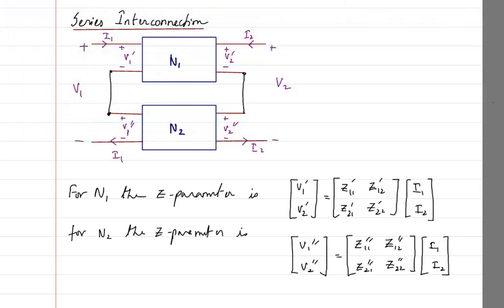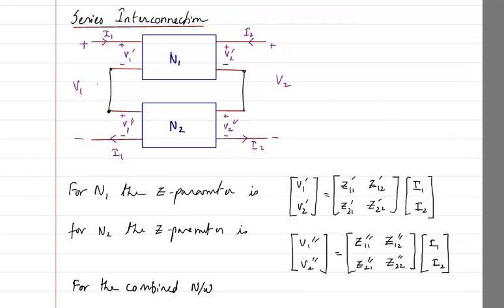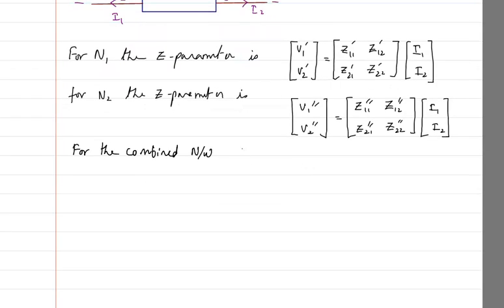For the combined network, what do we see? The voltage V1 is getting split up into V1 dash and V1 double dash. Similarly, V2 is getting split up into V2 dash and V2 double dash, correct? So I can write that V1 is equal to V1 dash plus V1 double dash, and V2 is equal to V2 dash plus V2 double dash.